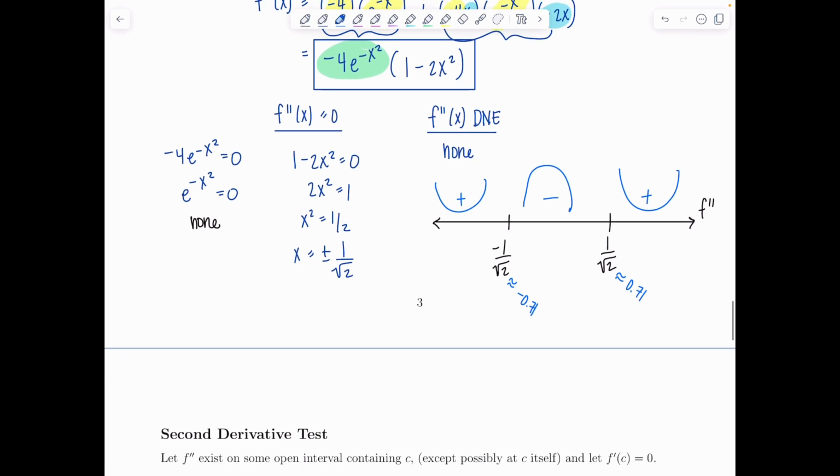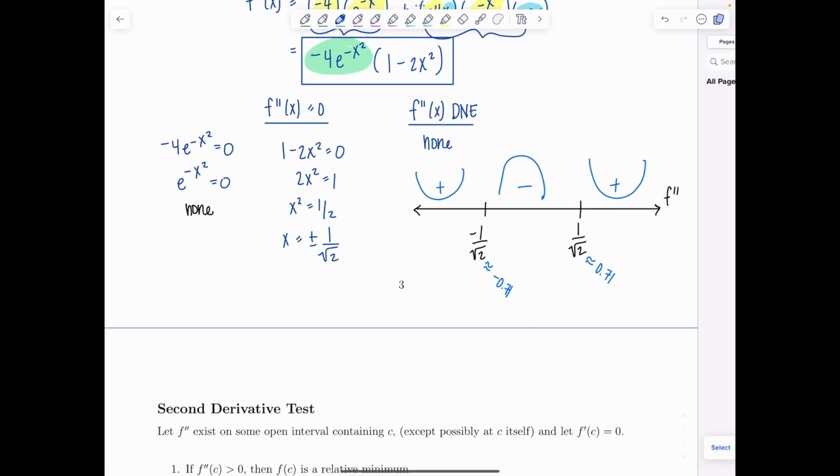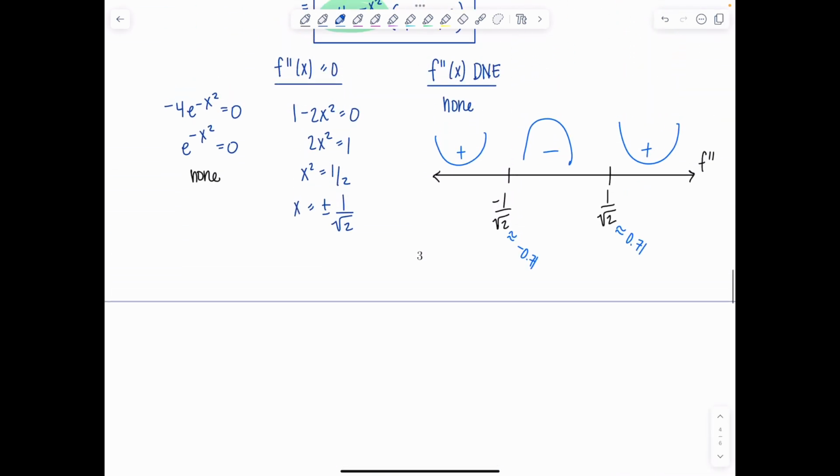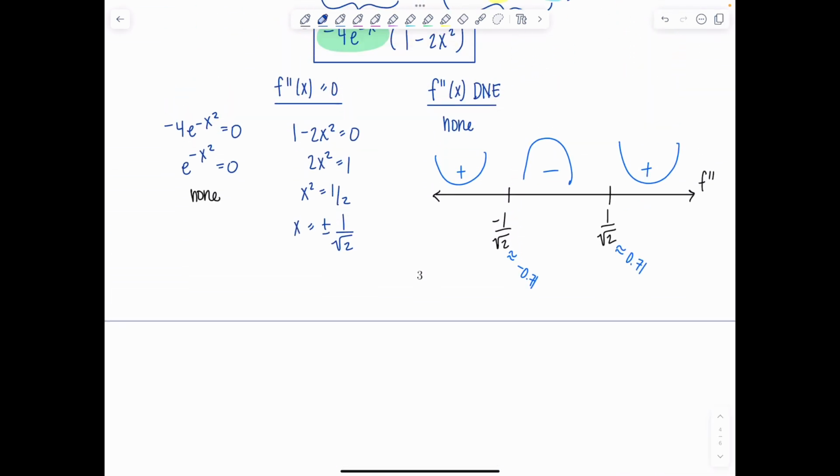Okay, so let's summarize. Let me just add in some space here. We can't be expected to do math properly when we're squished. So the graph is concave up from negative infinity to negative 1 over rad 2, union 1 over rad 2 to positive infinity.